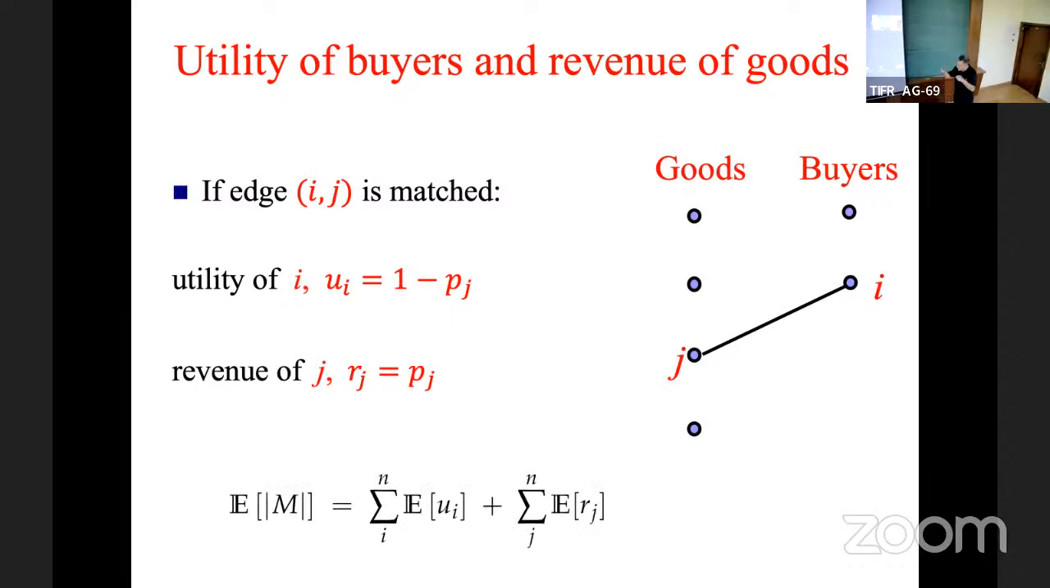And because every matched edge which contributes 1 to the matching has that 1 split among the good and the buyer in this fashion, the expected size of the matching is the sum of the expectations of the utilities and the sum of the expectations of the revenues. That's straightforward, because we divided it like that.